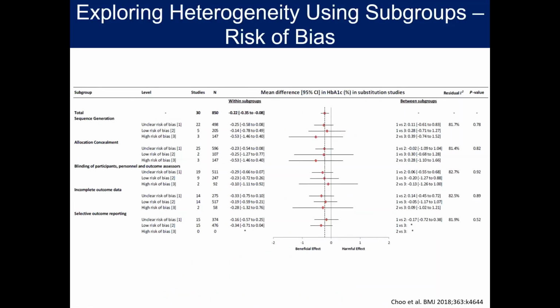Risk of bias assessments can also be used to complete subgroup analyses where you compare those studies at high risk of bias to those at low or uncertain risk of bias to see if the results differ significantly and whether this affects your interpretation. Looking at supplementary figure 7, as you can see in the far column to the right, none of these subgroups were significant. So risk of bias did not modify the effect, nor did any of these explain the substantial heterogeneity. As you can see here, all the residual I-squareds are still around 80%.